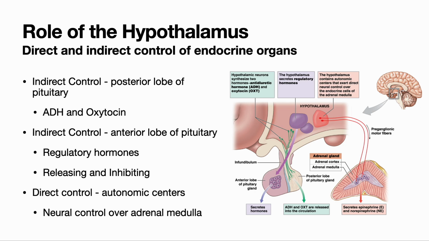So the hypothalamus does actually secrete some hormones. They're called regulatory hormones, and those hormones will go to the anterior lobe, for example, and determine whether or not the anterior lobe of the pituitary gland will secrete hormones. And then the hypothalamus also has the ability to actually synthesize two hormones, which are going to be the antidiuretic hormone and oxytocin. We will be talking about those in this unit, but we will also be talking about those in other units as well.